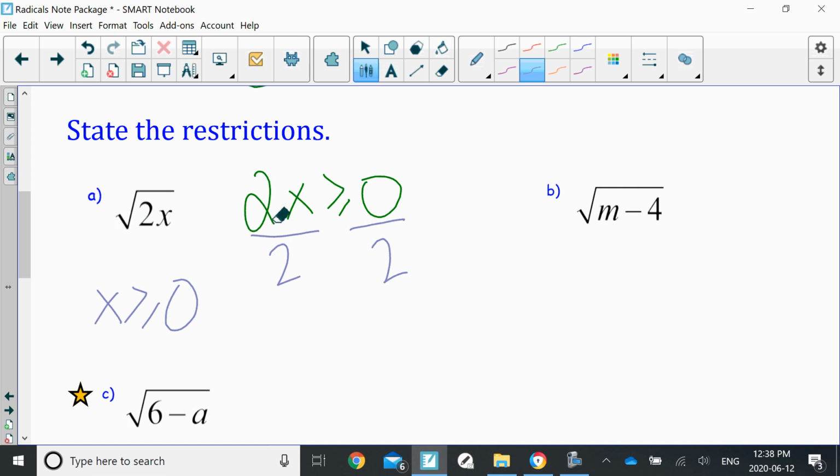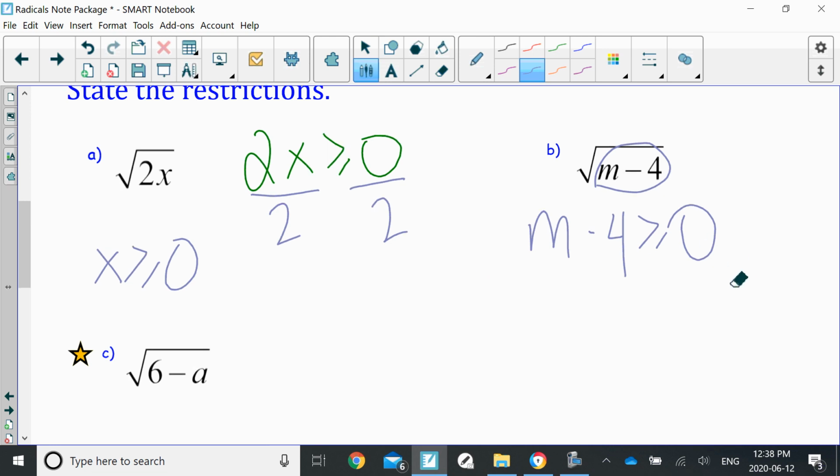Okay? If I took that radicand, so m minus 4 is greater than or equal to 0, let's solve for m. So add 4 to each side. And my restriction is m is greater than or equal to 4. It could be 4 or any number bigger than 4.